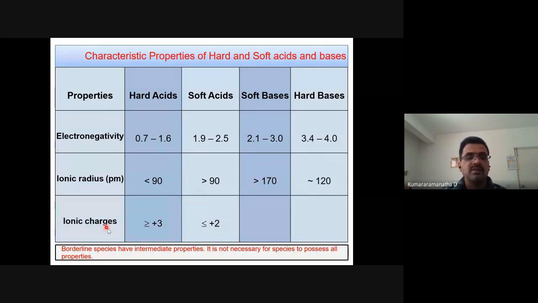So again, based on ionic charges, you may finally say how the acids and bases can be classified. Again, borderline species we cannot pinpoint here because they should be in between these values. Otherwise, it is easy to classify them, but we generally don't classify them between hard and soft.